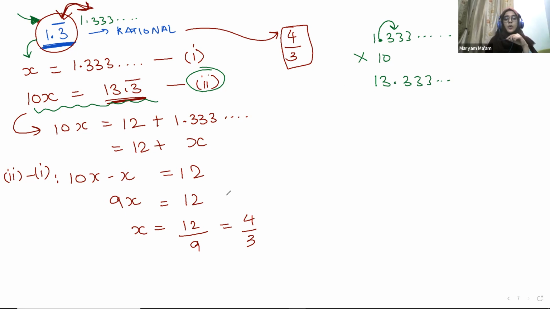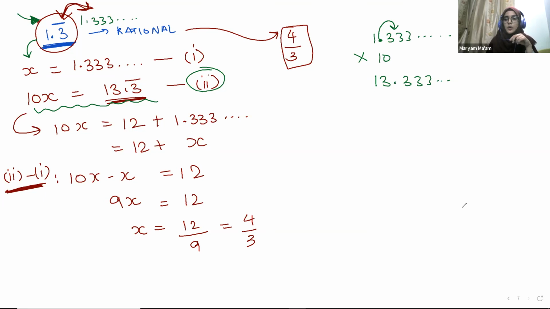All right. So from this equation, we said that okay, this is 13.3 bar. We can write it in the form of something plus x. That's what we've done here. That's the trick that we have to apply in such questions. So basically what we're doing is we are saying equation 2 minus equation 1. That's basically what we're doing.